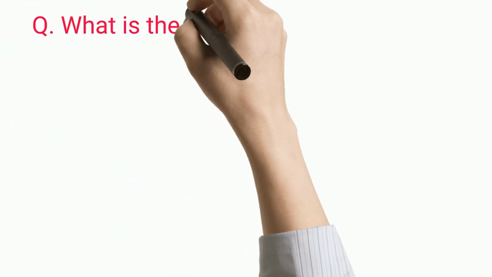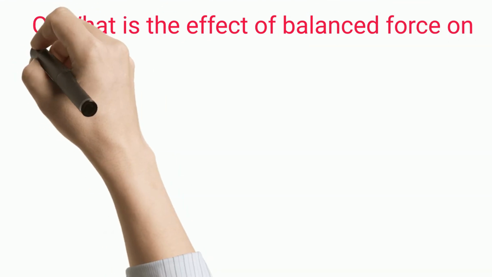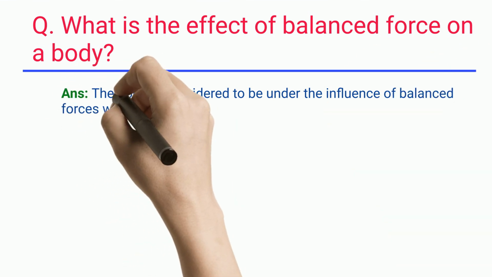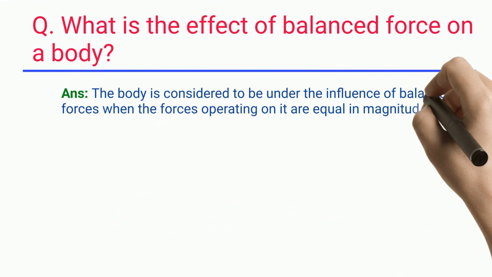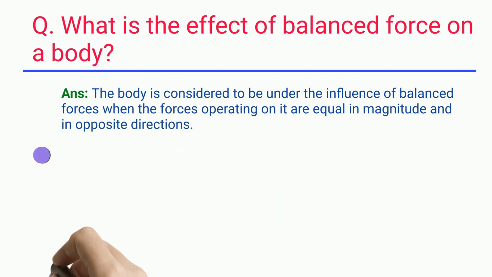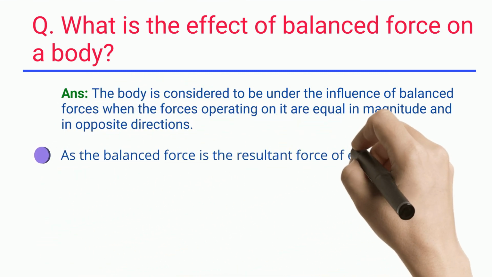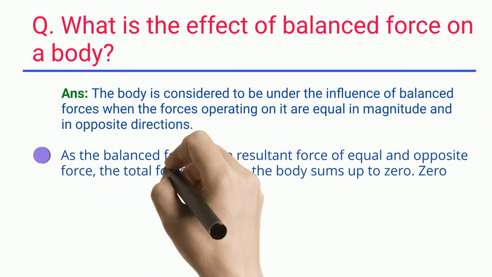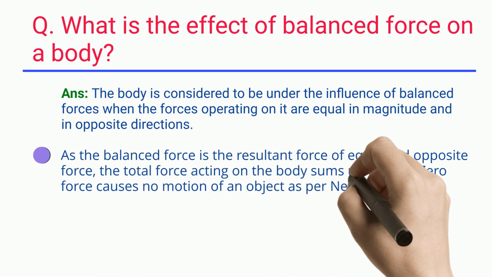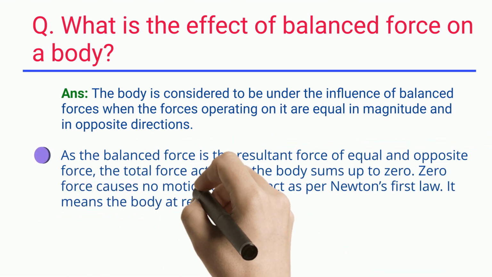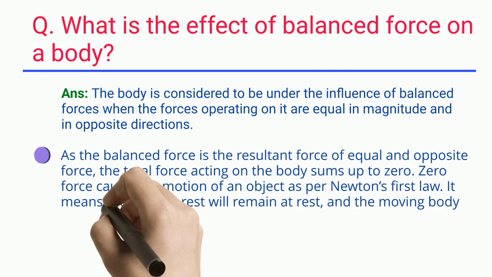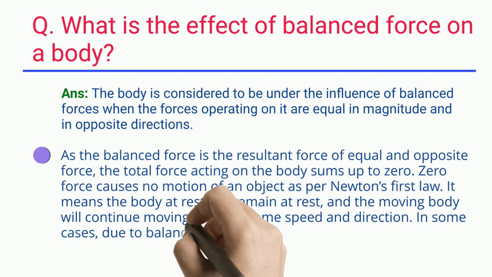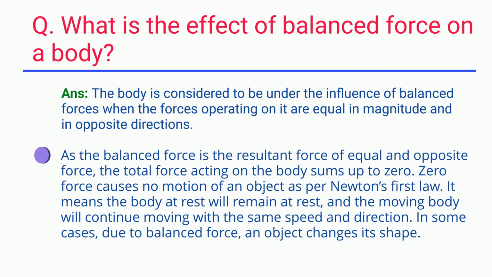Q. What is the effect of balanced force on a body? ANS. The body is considered to be under the influence of balanced forces when the forces operating on it are equal in magnitude and in opposite directions. As the balanced force is the resultant force of equal and opposite force, the total force acting on the body sums up to zero. Zero force causes no motion of an object as per Newton's first law. It means the body at rest will remain at rest, and the moving body will continue moving with the same speed and direction. In some cases, due to balanced force, an object changes its shape.